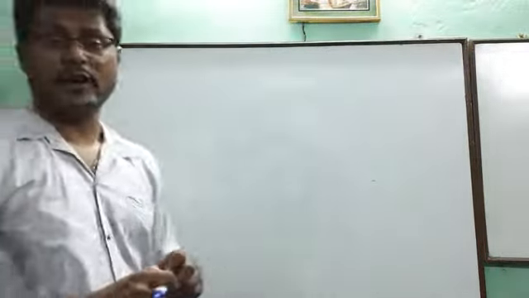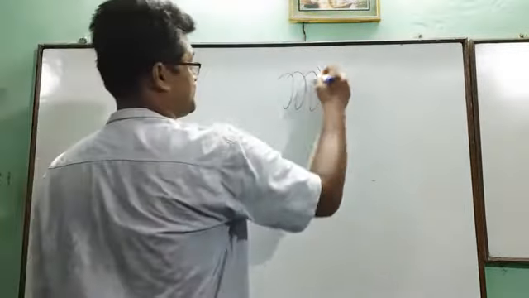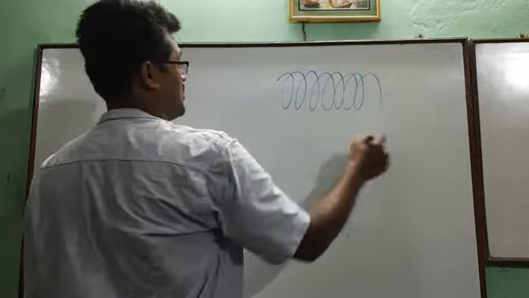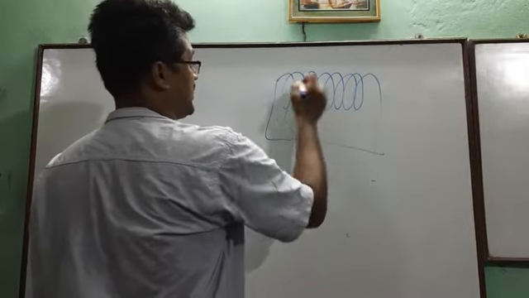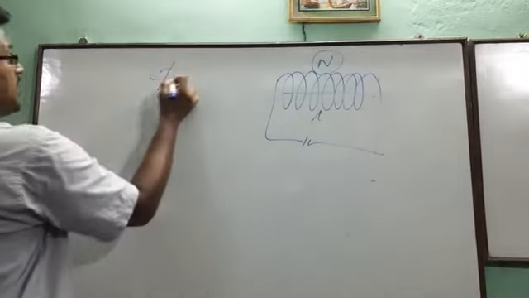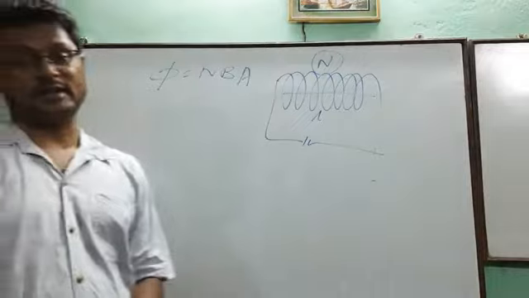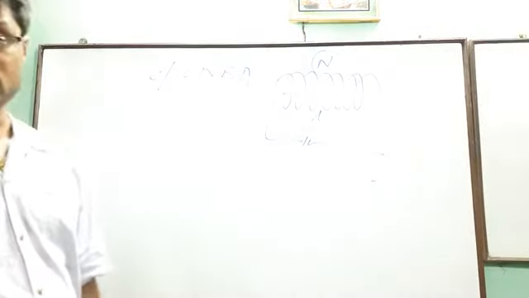Now, how can we find the inductance of a solenoid? This is a solenoid, and here the length is L. The total number of turns is N. So what is the amount of flux present here? It is NBA. This is the amount of flux present. N is the total number of turns.